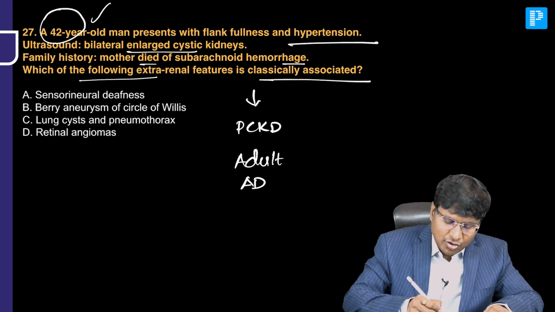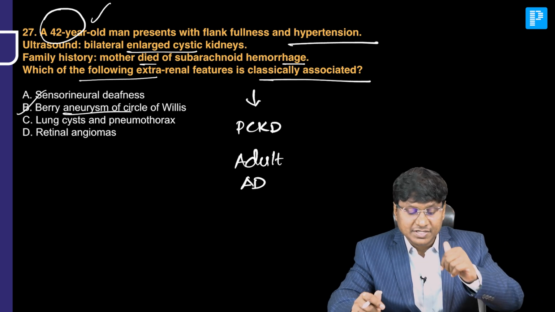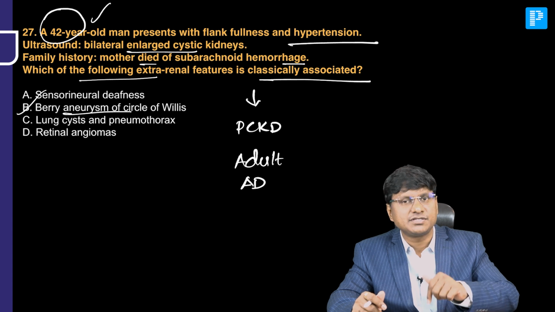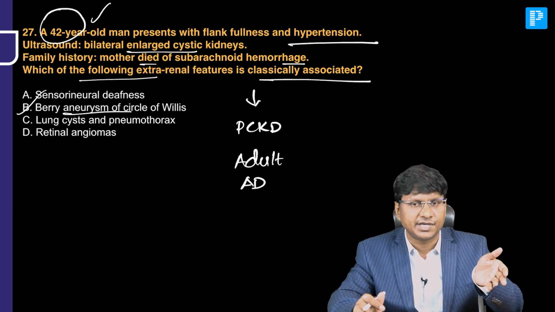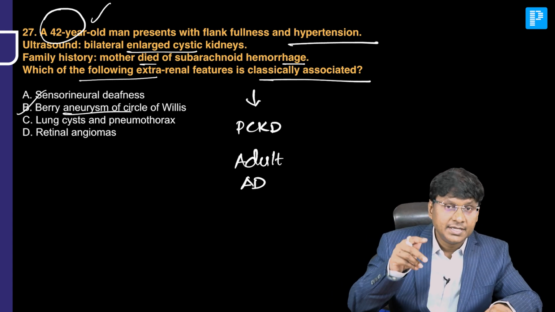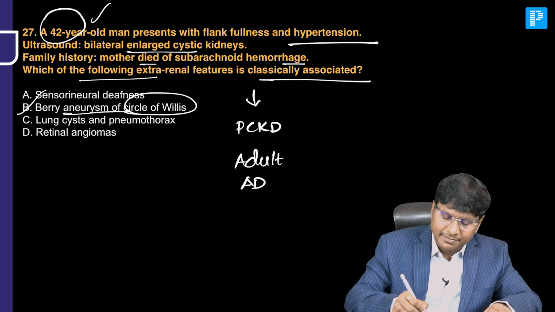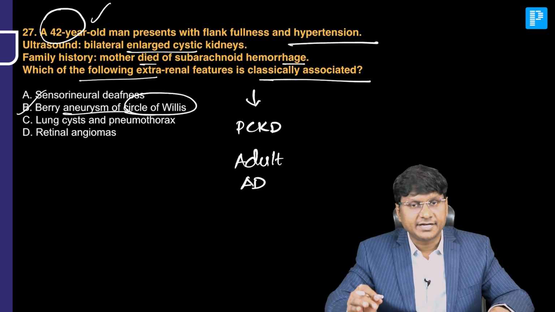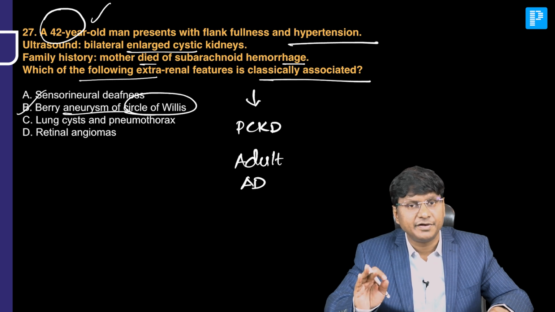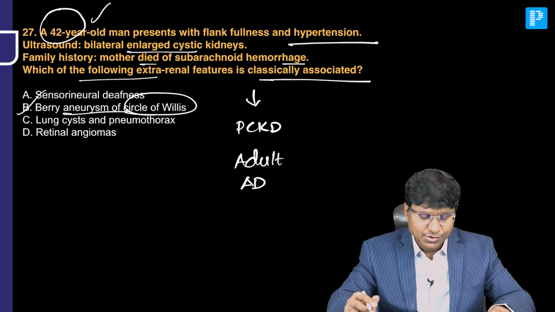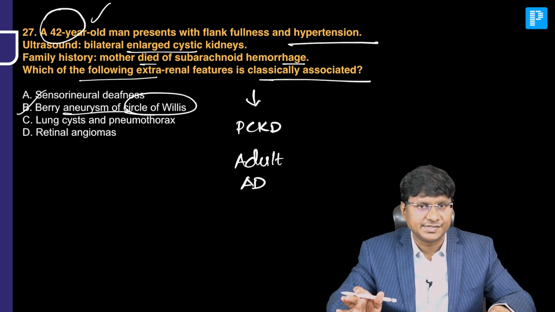So the extrarenal anomaly that you can observe in these individuals is because their mother died of subarachnoid hemorrhage. What is the cause of subarachnoid hemorrhage in a patient with polycystic kidney disease? That is rupture of berry aneurysm, which is originating from the circle of Willis. Okay, so this is about the polycystic kidney disease.